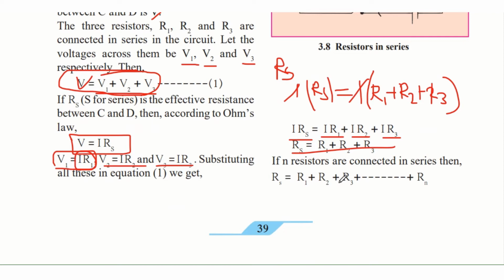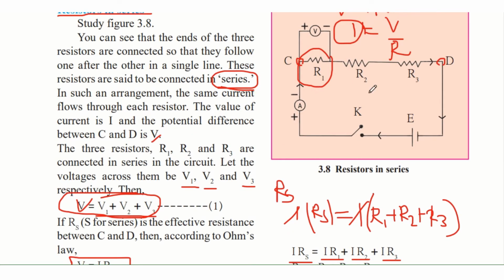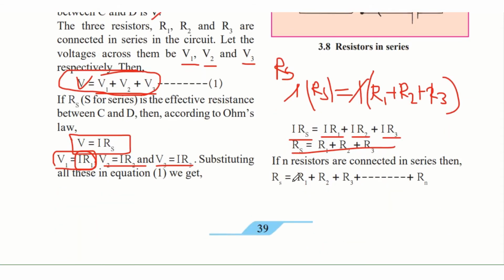And this can go on. So here in this example, we only took 3 resistors. But what if we took 4 or 5 or 6? So therefore, it tells us that Rs is equal to R1 plus R2 plus R3 up to Rn. That is, it can be any number.